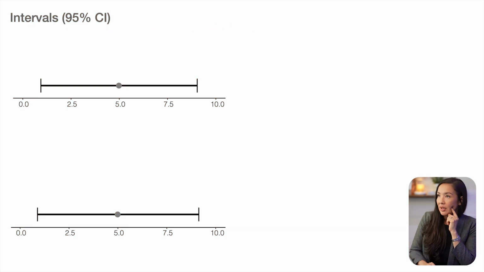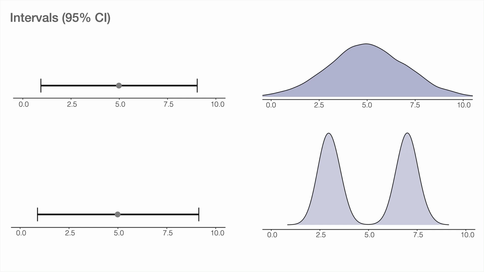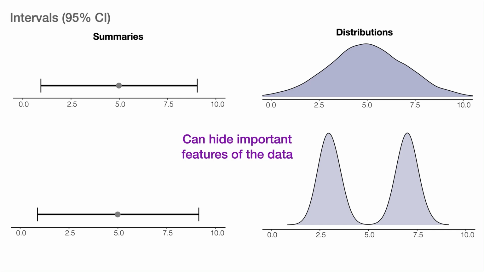Let's do a little example. Here are 2 95% confidence intervals. I've shown this in a previous video, so you might know what's coming. If you were to look at these intervals, you might not realize that the underlying data that generated these intervals is very different. One is a normal distribution and one is a bimodal distribution. So it is hiding important features of the data because it's averaging over this distributional space.